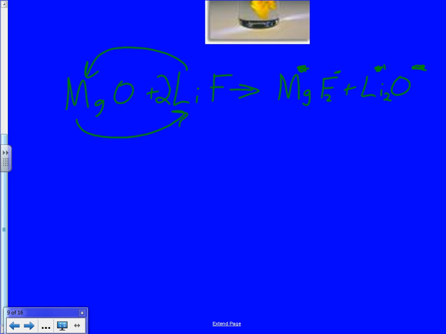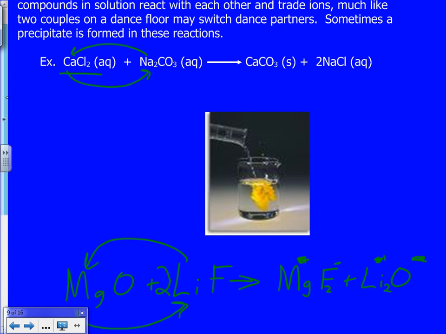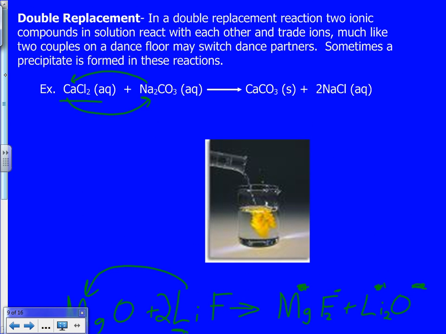Okay, so balancing's not that tough. You just check and make sure everything's got the same number as it has on the other side. All right, questions on that? Okay, that's it. That's the 5 reaction types: synthesis, decomposition, combustion, single and double replacement. Okay.